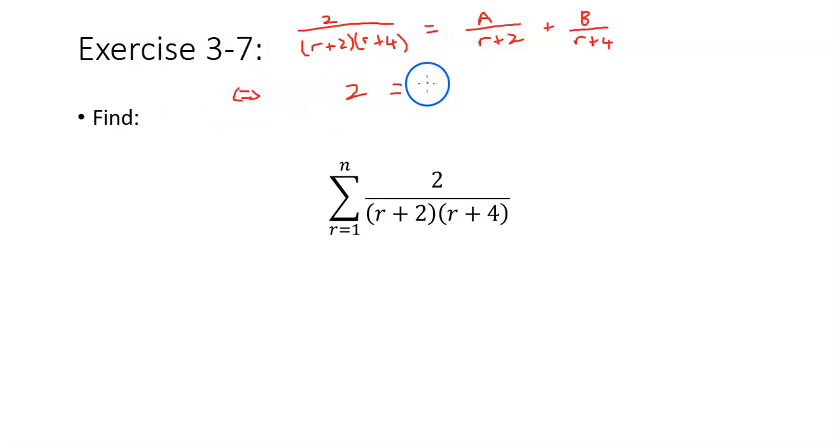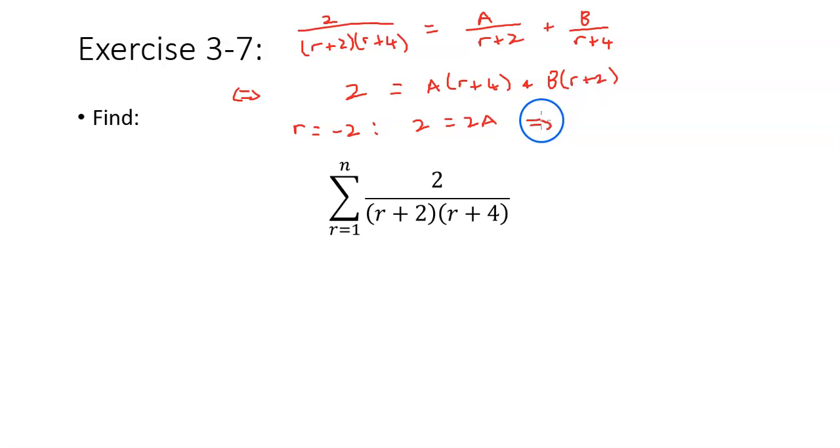if and only if 2 is equal to a times (r plus 4) plus b times (r plus 2), and then taking r equals -2 gives us that 2 is equal to 2 times a. So that means that a is equal to 1. And also taking r equals -4, we get that 2 is equal to -2b. So that means that b is equal to -1.